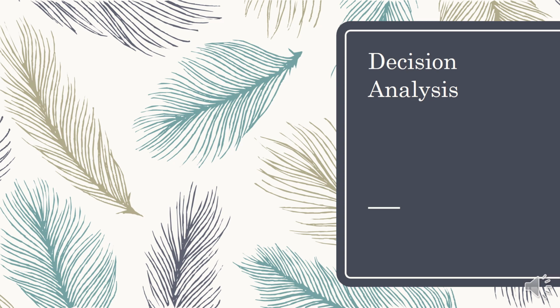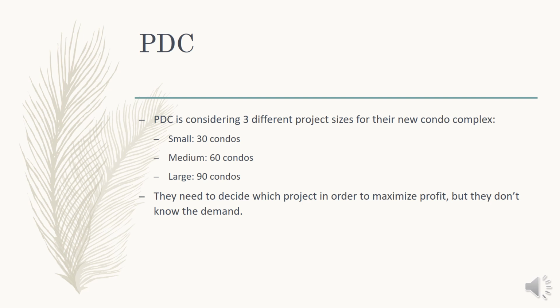Here we're going to start talking about decision analysis, and this is chapter 13 in your book if you're following along. The example that we're going to work through is this company PDC, and we want to analyze their decision making. PDC is considering 3 different project sizes for their new condo complex. They can either do a small complex with 30 condos, a medium complex with 60, or a large complex with 90 condos. They need to decide which project they're going to do in order to maximize profit.